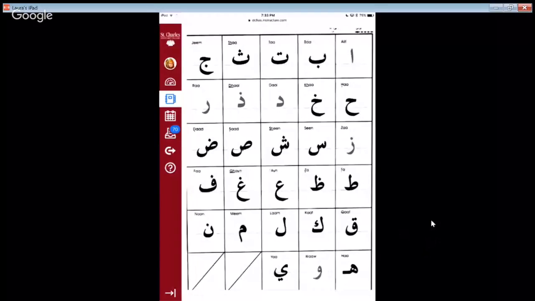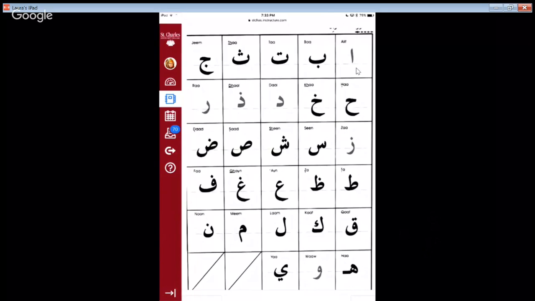So I'm going to share my screen. Okay, and you should be seeing the Arabic alphabet. Do you see that? Yeah. Okay, I'm going to say the letters and I want you to repeat them after me, okay?